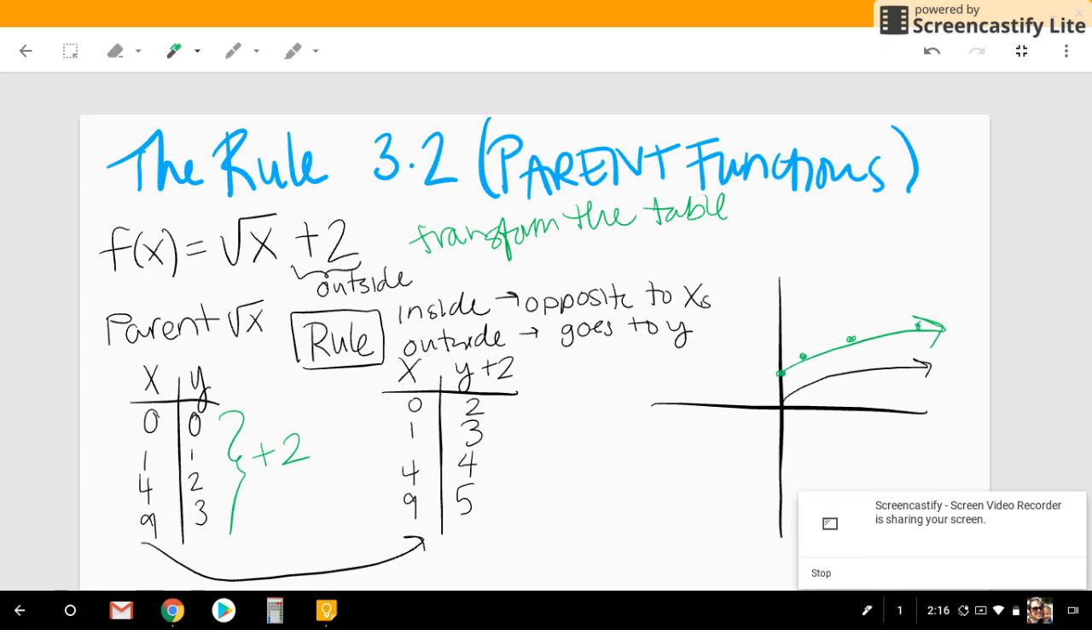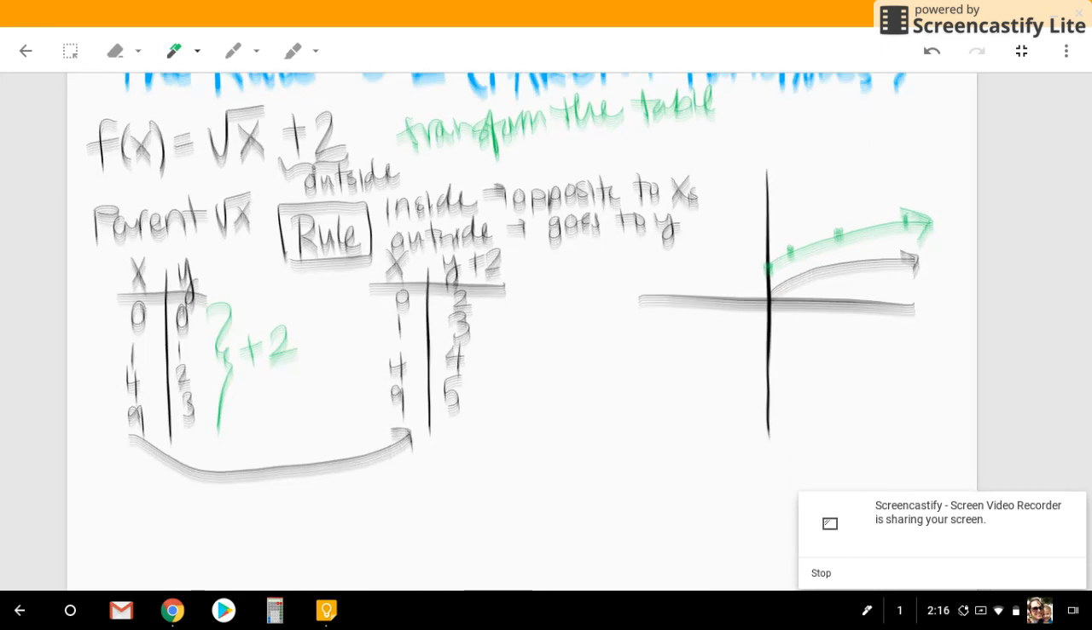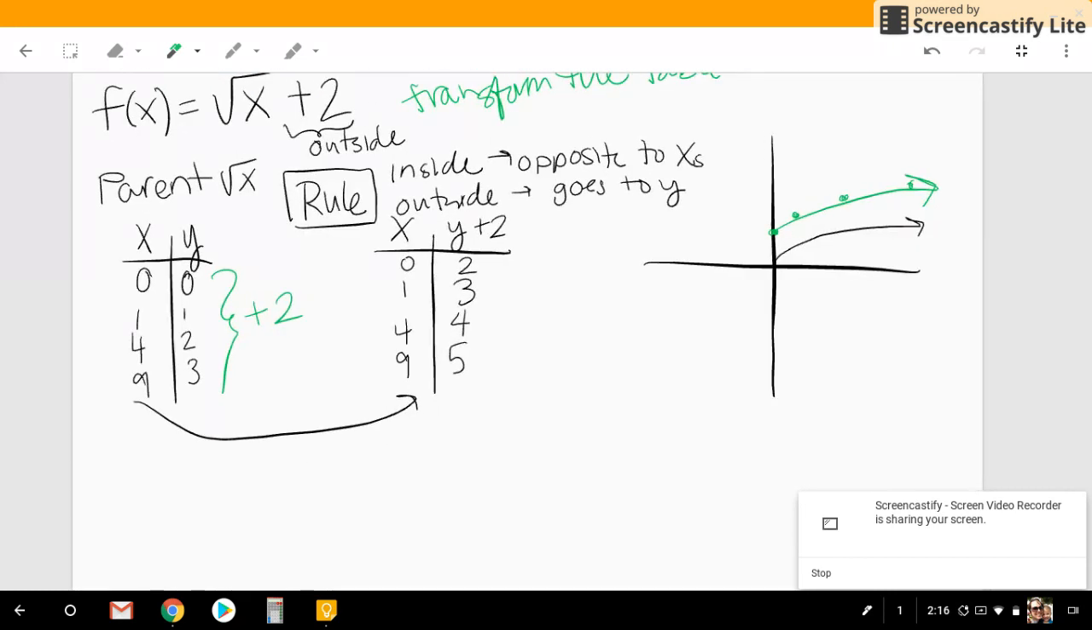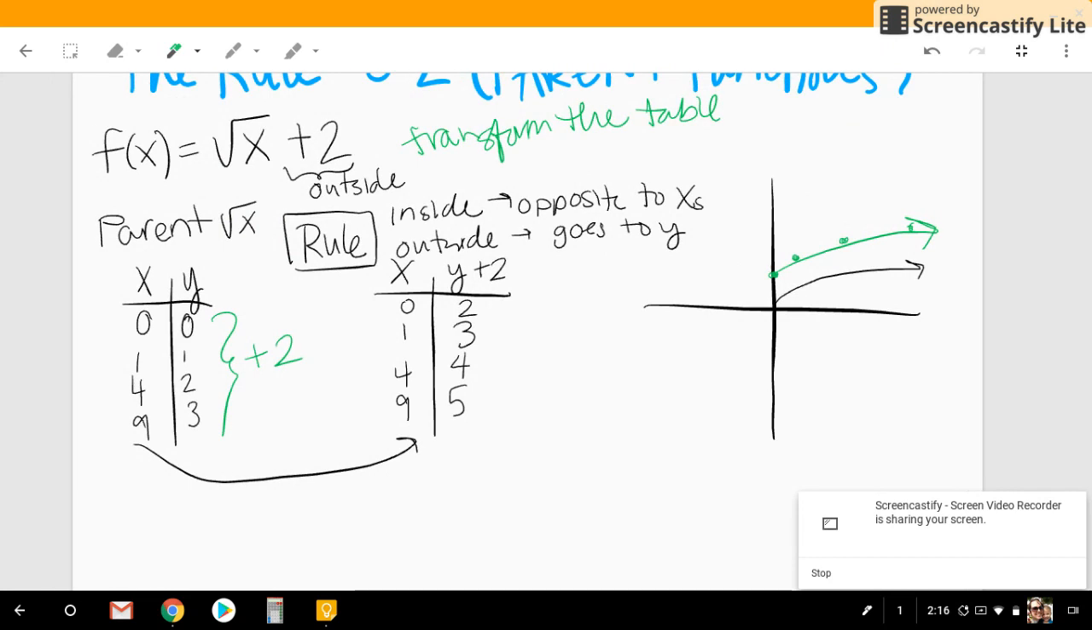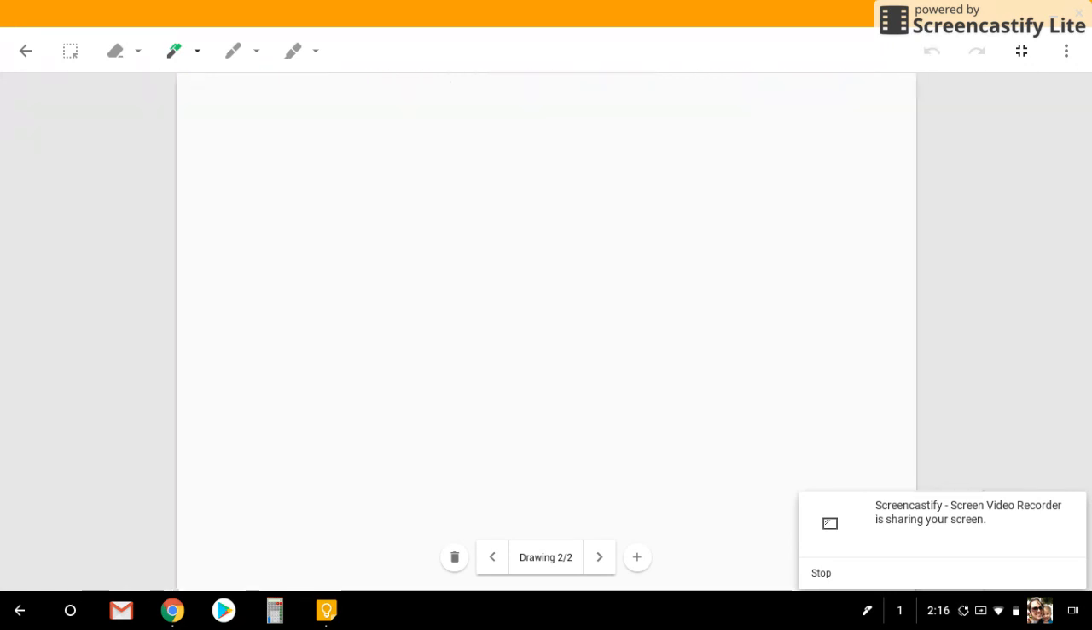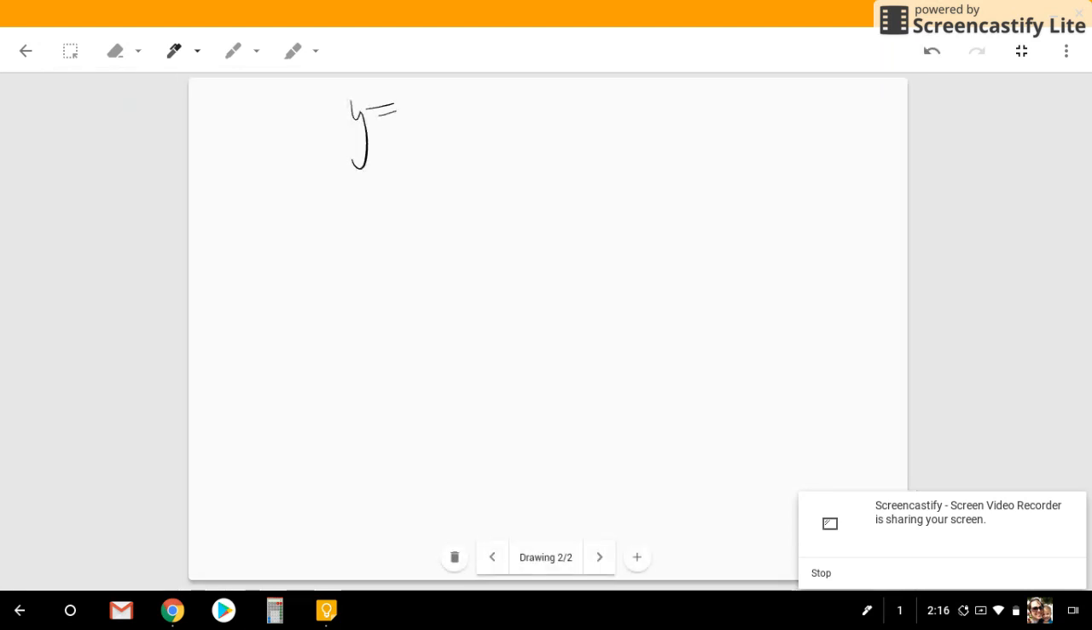And of course, I'll give you another one. I can just go to a new page, I think. New drawing. All right. So my second example is going to be y equals the square root of x minus 4.